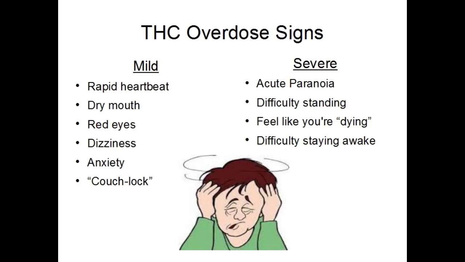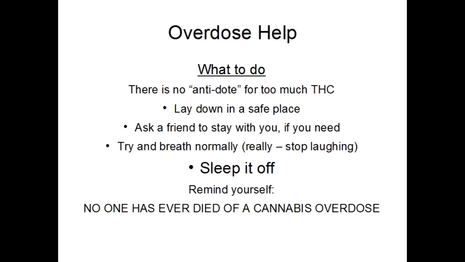So what to do if you get too much? Signs of THC overdose can be mild: rapid heartbeat, dry mouth, red eyes, dizziness, and a form of lethargy known as couch lock. They can also be severe: acute paranoia, difficulty standing or walking, feeling like you're dying, and difficulty maintaining consciousness. Overdose help. Well, there is no known antidote for too much THC.